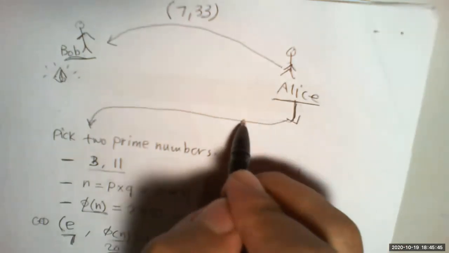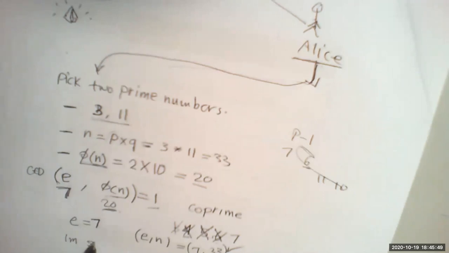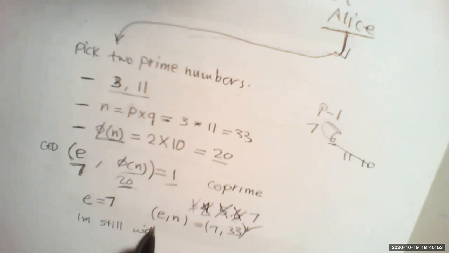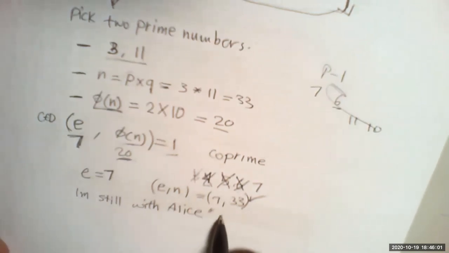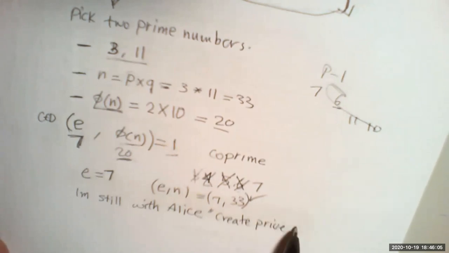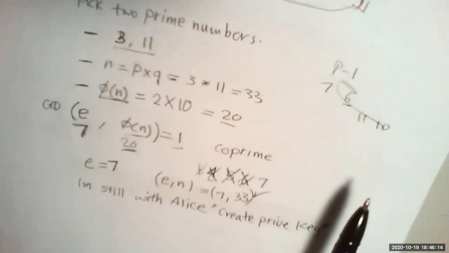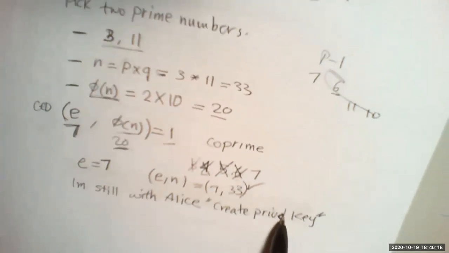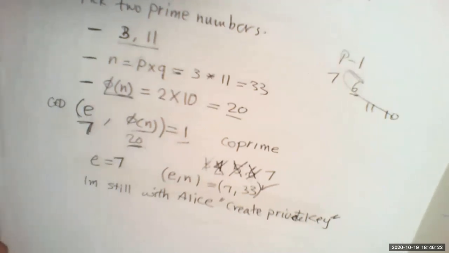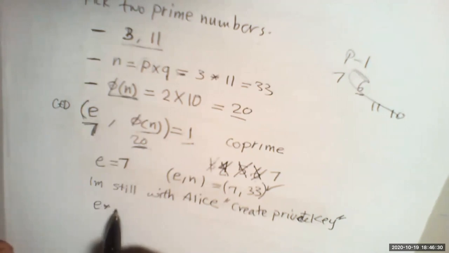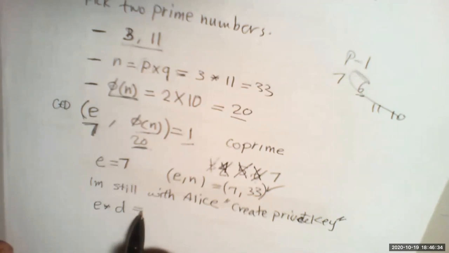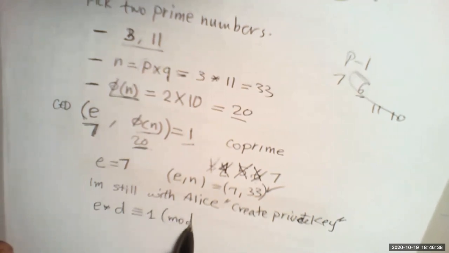Now I am still here with Alice. Before sending this data to Bob, she is going to create a private key for herself. How to create a private key? She is going to select D such that E multiplied by D is congruent to 1 mod 20, mod 5n. 5n is 20, so I will write 20.